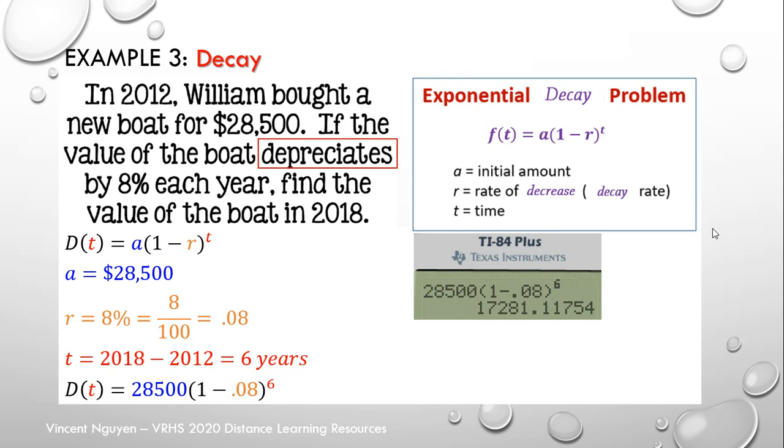And it says 17281.11754. Okay. Well, we're talking about money, so we're going to round this to the nearest cent. So William's boat will be worth $17,281.12. Okay. Yeah, that's almost half of the value in 6 years. So unless you're really rich, anyway, I can do a lot with that money. So no boat for me.